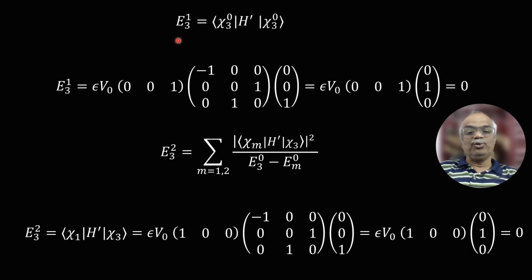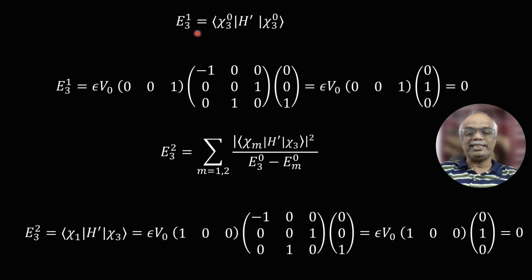Now we will find the first order energy correction for the energy state 3. Of course, here I would like to highlight you can take energy state 2 or energy state 1. Since we are going to calculate the energy correction for all the energy levels, you need not worry. I have taken the third state first.